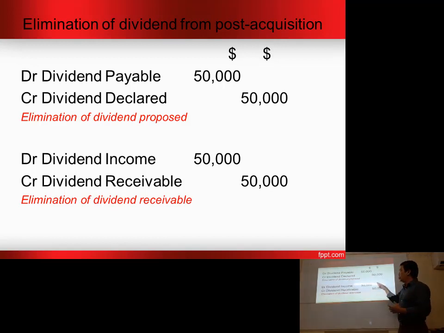So to do that, eliminate first the dividend proposed. The journal entry will be debit dividend payable, and then credit dividend declared 50,000. And then debit dividend income and credit dividend receivable 50,000. So this is how you eliminate dividends coming from post-acquisition profit.